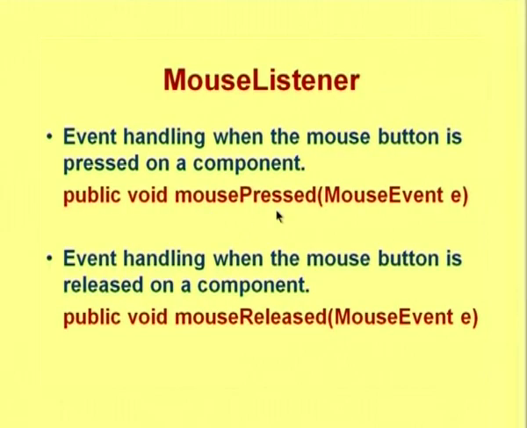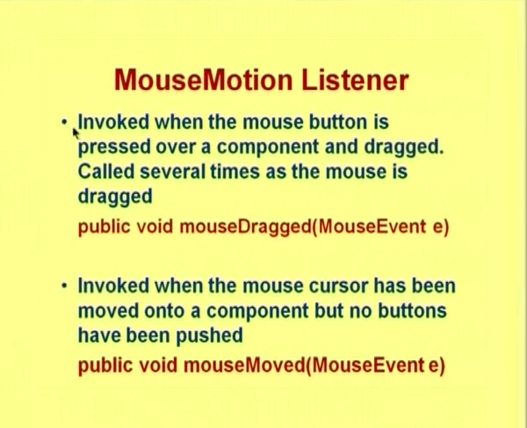So, here are two other methods: mousePressed, which is the method for when you press the mouse, and mouseReleased, for when the mouse button is released on a particular component. So, this method will be fired. The event class raised by your environment will give you the information regarding the mouse event that happens. Next is the mouse motion listener.